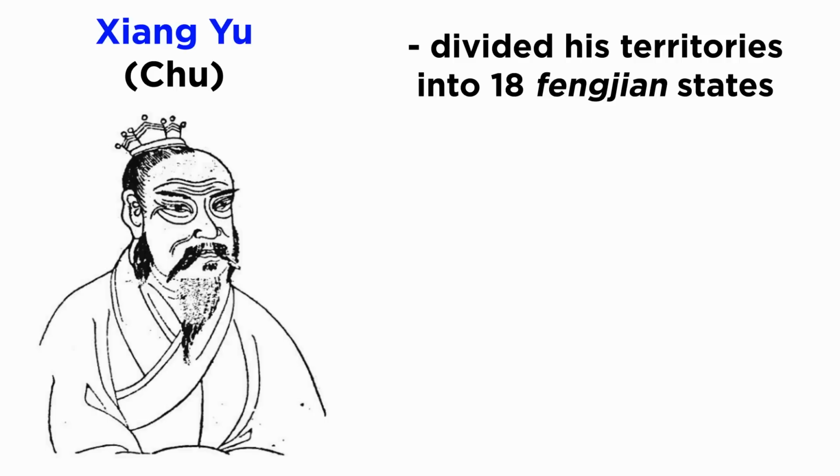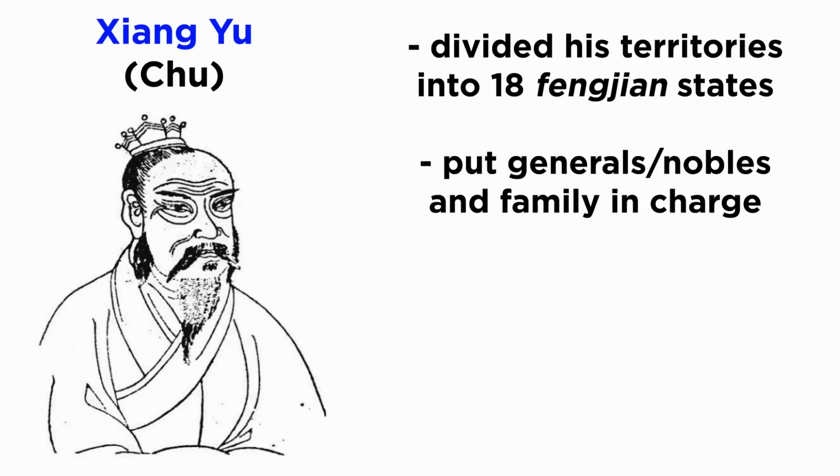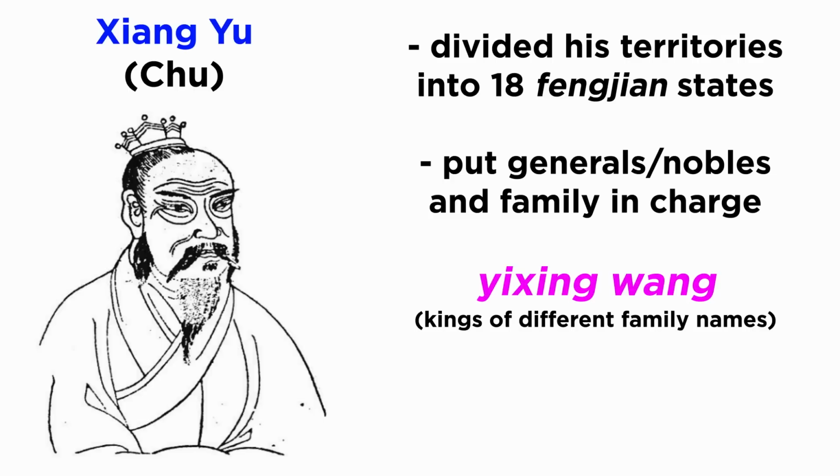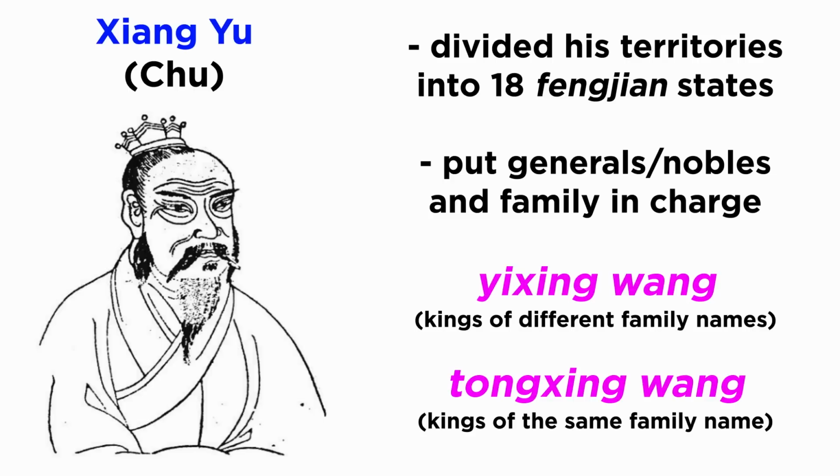Before this happened, Xiang Yu decided to reverse the Qin policy of centralization by dividing his territories into 18 Fengjian states, which were mostly autonomous, though there was also territory that was directly controlled by the emperor. He put a group of generals, nobles, and members of his family in charge of the 18 states. While the first two were referred to as the Yiqing Wang, or kings of different family names, the third was known as Tongqing Wang, kings of the same family name.